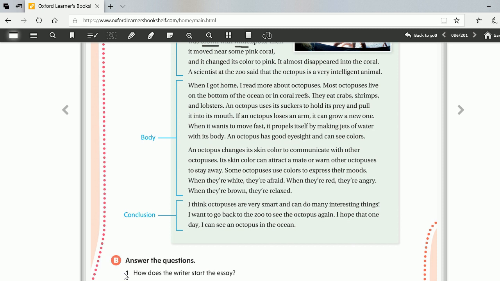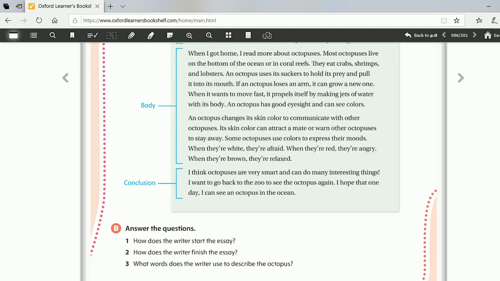Now, please answer the questions and solve page 79 on workbook. Be ready to write your own descriptive essay about coronavirus.